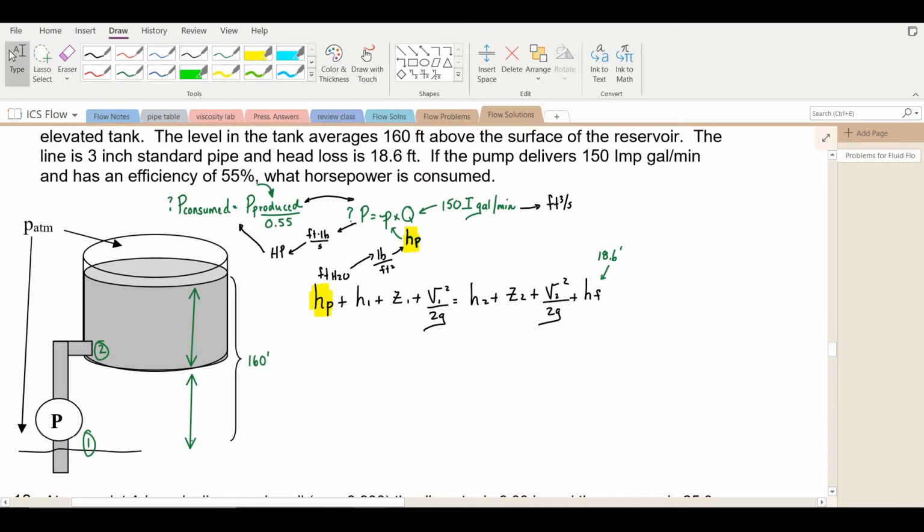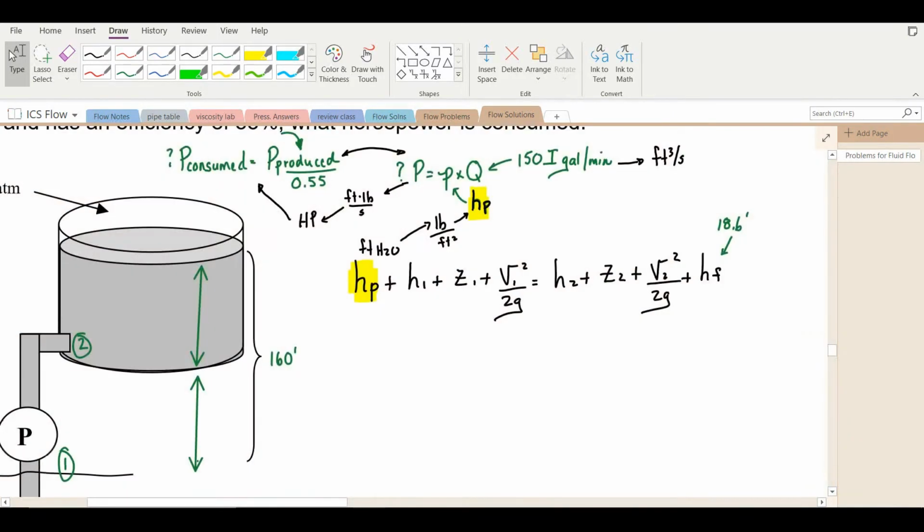So what do we do with this? Well, what is the amount of pressure acting at point 1? Would you agree with me that it is 0?